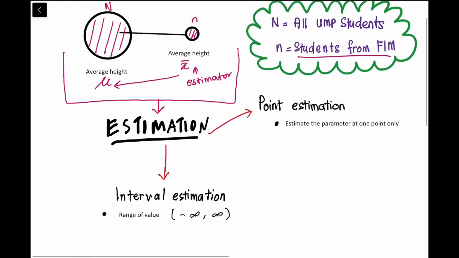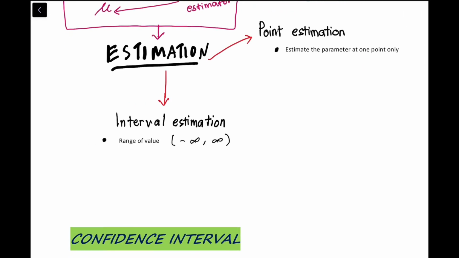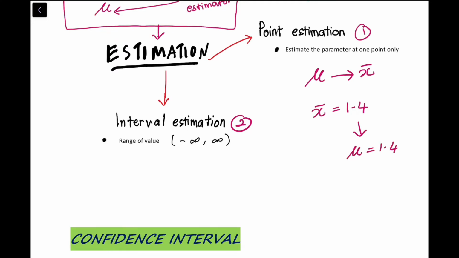As stated in the slide just now, there are two types of estimation. The first one is point estimation and the other one is interval estimation. Point estimation, kita anggarkan menggunakan satu titik. For example, I want to estimate mu using x bar. Let's say my x bar is equal to 1.4. So this 1.4 is the estimation of this mu, at only 1 point. How about interval estimation? When we talk about interval, we will have a range of values. Kita akan ada beberapa nilai, which is negative infinity until infinity. Why? Because we gather continuous data.